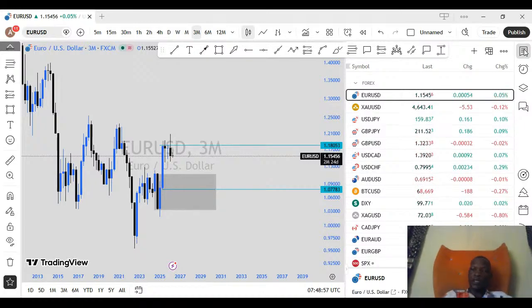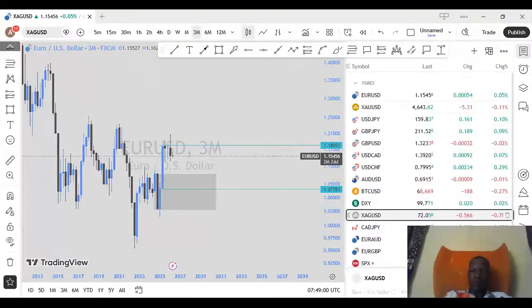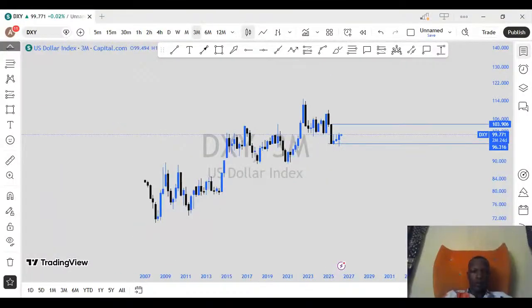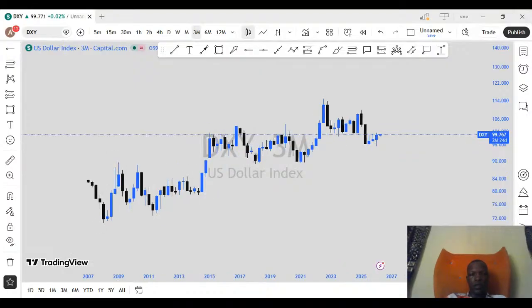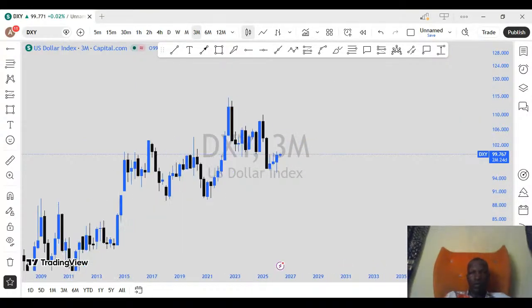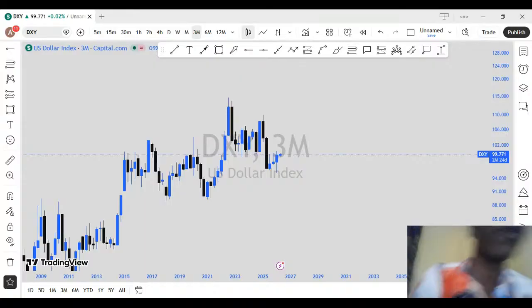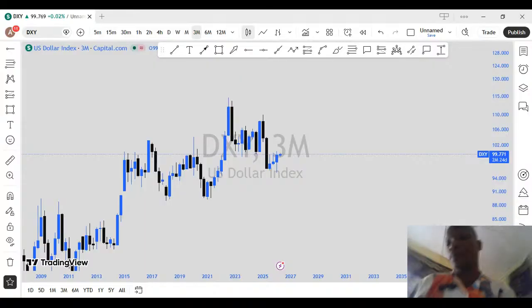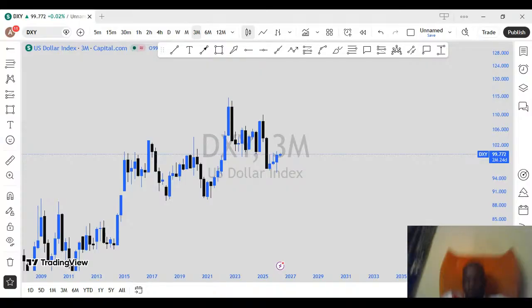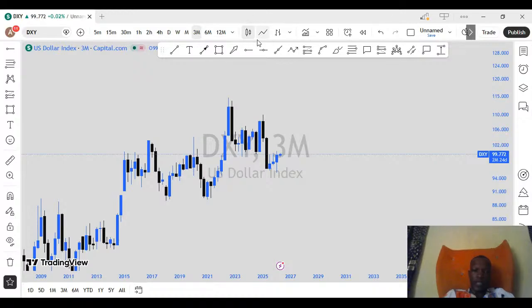We are starting with US index. We want to do analysis on what we are expecting on these pairs. What do we want to trade this week? Now, on DXY, I said we are starting with DXY. That's US index.